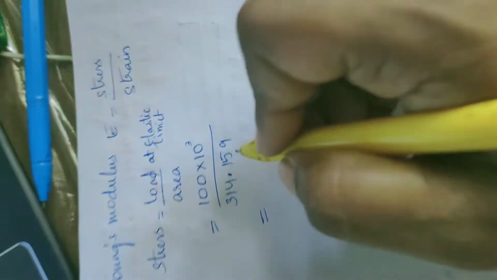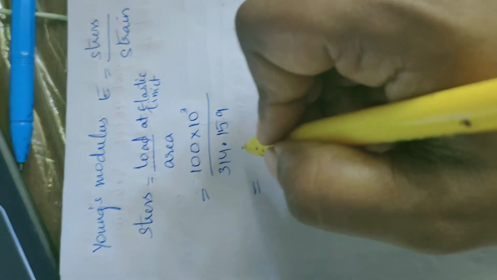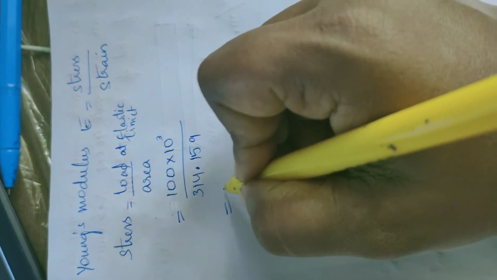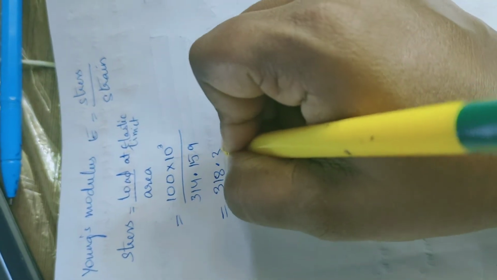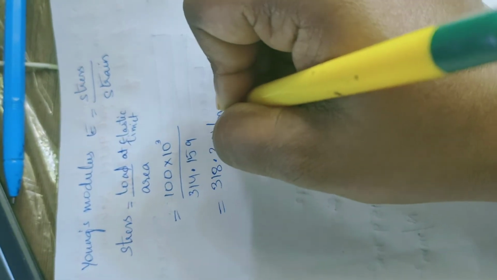So substituting that, 314.159 mm square. So this value is how much? You will get 318.3 Newton per mm square.